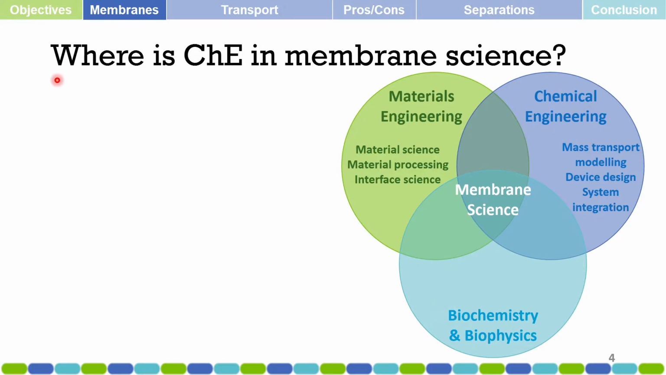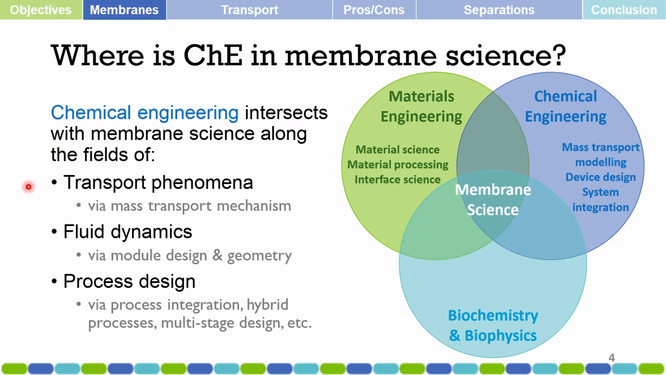But where is chemical engineering in membrane science? Chemical engineering intersects with membrane science along the fields of transport phenomena via the modeling of the transport mechanisms, especially the mass transport; in fluid dynamics, especially in the design of the actual membrane device that we use for the process, especially the geometry; and then the process design on how the membrane process is integrated with other processes, how it is hybridized, or how it can be made into multi-stages. So chemical engineering is indispensable. It's very important for the current state of membrane technology, especially in its applications at the industrial level.